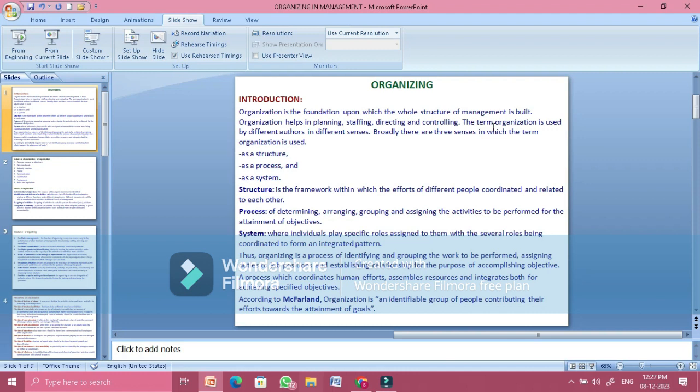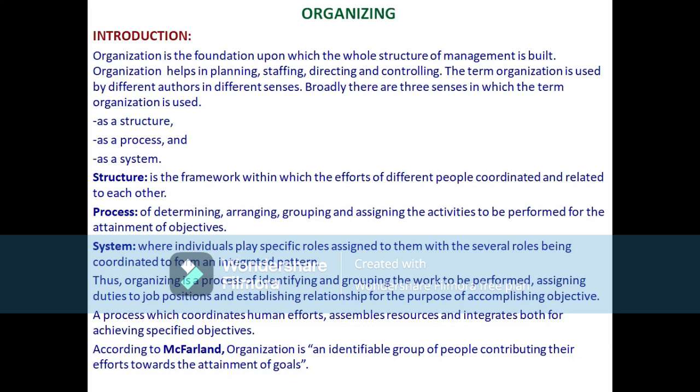Well, today our topic is related to organizing. We all know that organizing is one of the functions of management. After planning, we'll study organizing. Organizing is related to the people or the employees who are working in the organization. Their roles and responsibilities, the structure of the employees will be known in organizing.